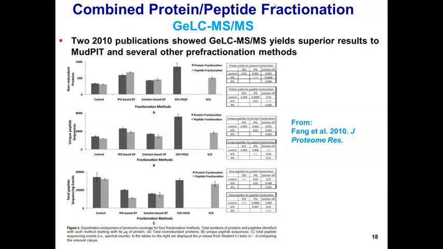In terms of combined protein and peptide fractionation, gel LC-MS has been shown to be the most efficient technique, as indicated by two 2010 publications, one of which is referenced here, and the data from that publication are summarized here. As you can see, by multiple criteria, using SDS separation is better than solution IEF, IPG-based IEF, or the strong cation exchange approach.